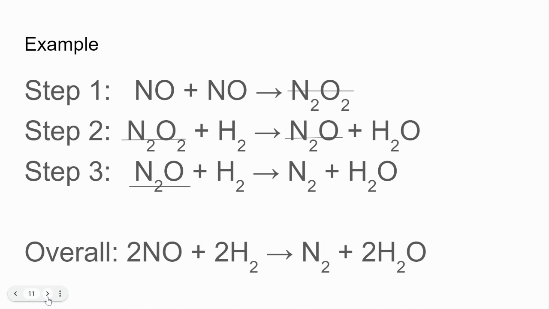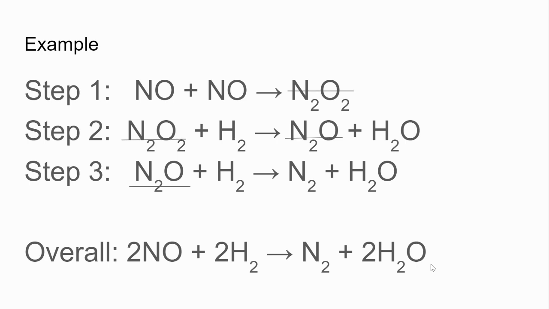The overall reaction is just what's left over. We have these two NOs, nitrogen monoxides, that we summarize as 2NO. And we have these two hydrogens that we summarize as 2H2. That completes the reactant side. On the product side, we have one N2 nitrogen that we put here. And we have two water molecules, H2O, that we summarize as 2H2O in our overall equation.